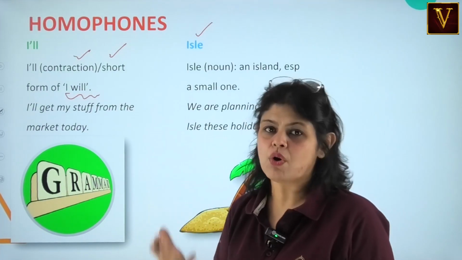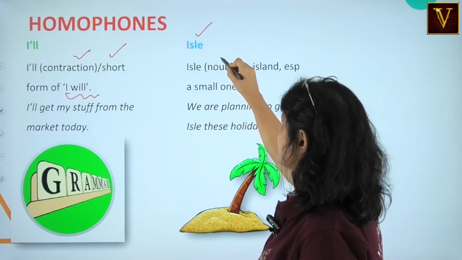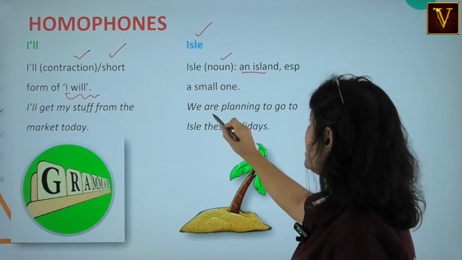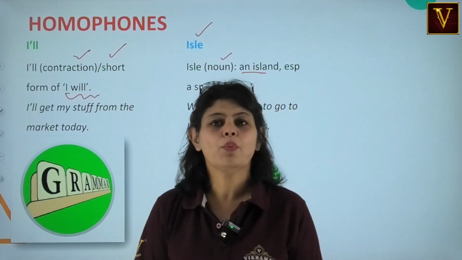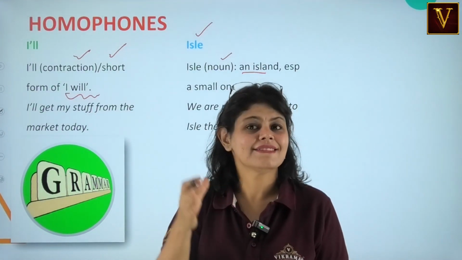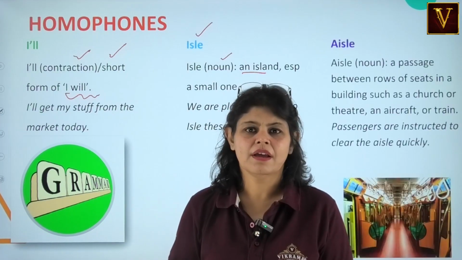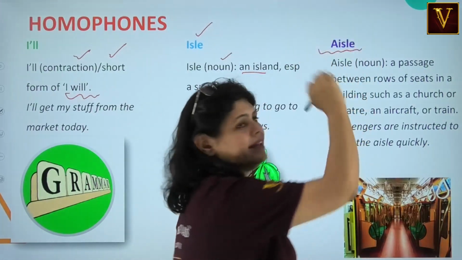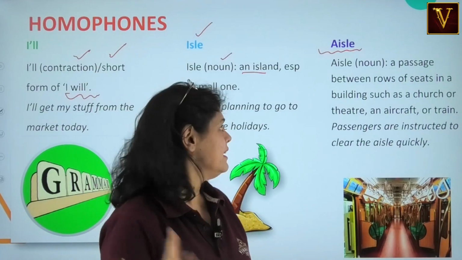When we talk about a small island, we say I-S-L-E. So this is a noun, an island, especially a smaller one. We are planning to go to an isle these holidays. The pronunciation, the sound, is exactly the same one. Right. Another form of I'll is A-I-S-L-E.